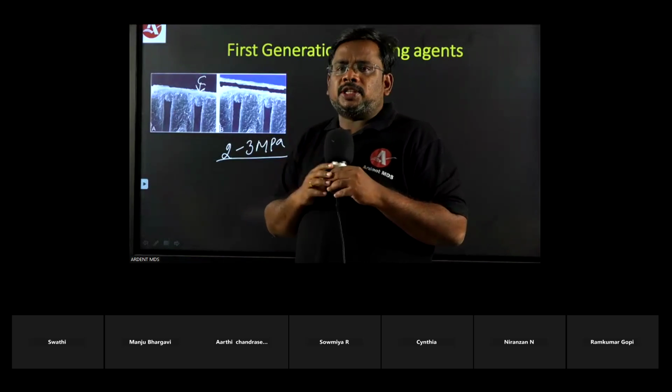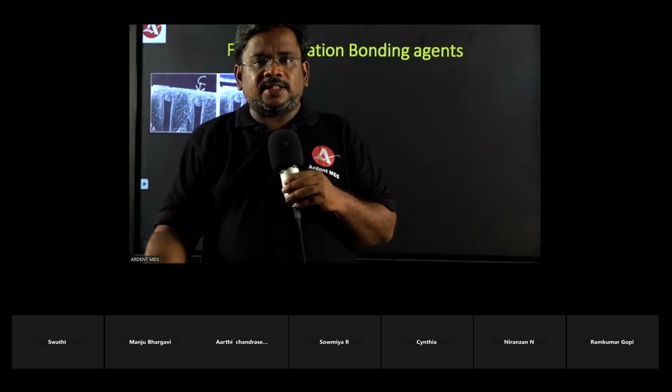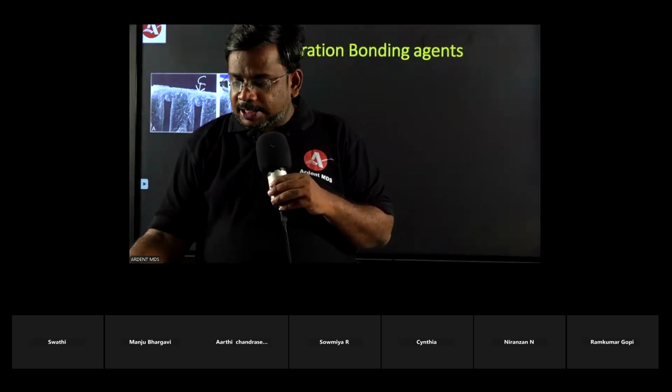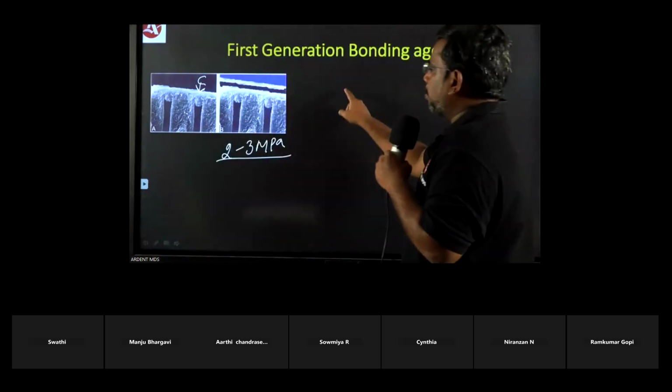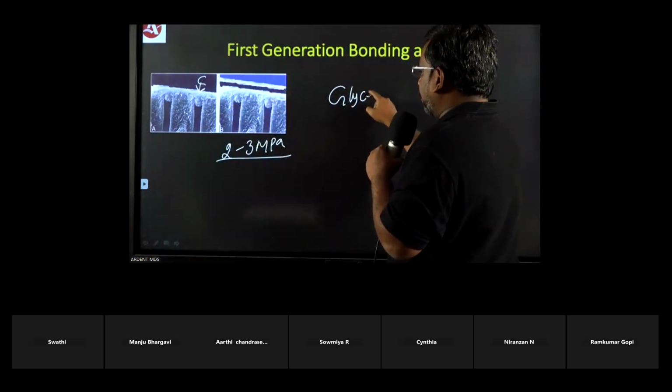What is used in the first generation? In the first generation, they used something called glycerophosphoric acid dimethacrylate.